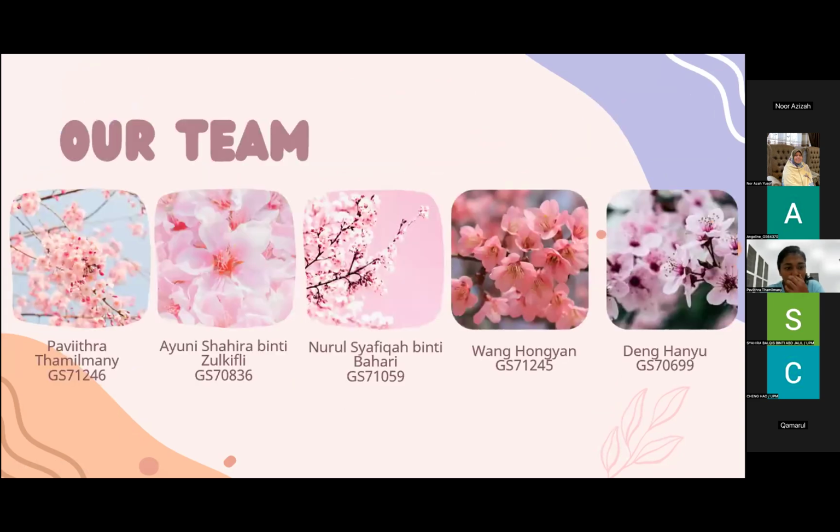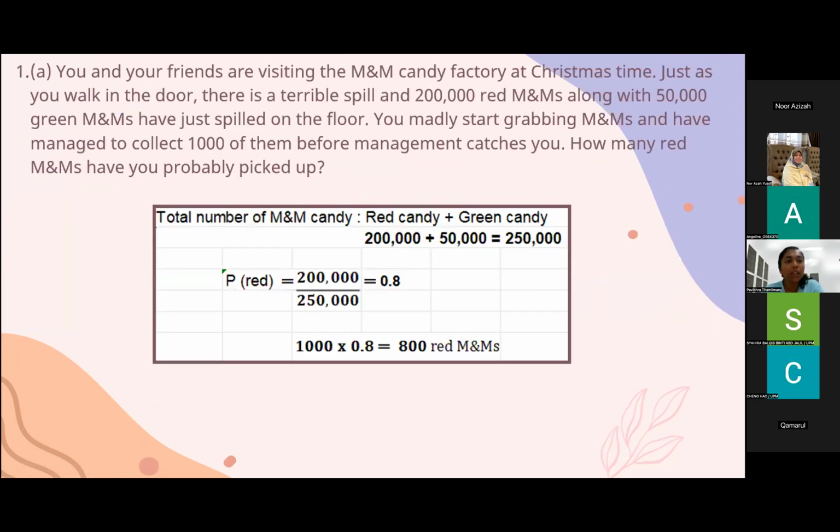This is my team, Ayuni, Shafika, Wong Hyang, and Deng Hayu. I will be presenting for today's presentation. Our topic for room 2 is about the red candy and green candy of MMM.